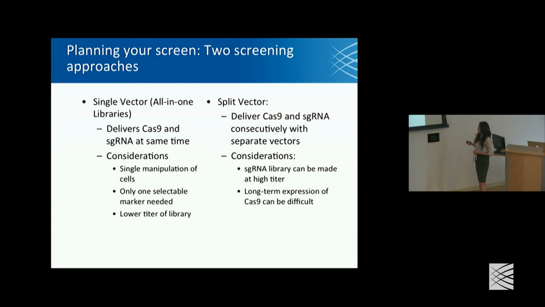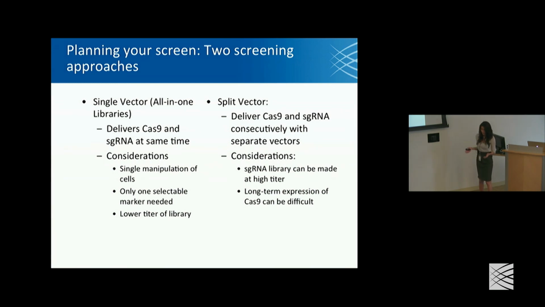With the single vector, you're only doing 1 infection, 1 manipulation of your cells, and you're only using 1 selectable marker. However, because of the size of the construct itself, you're going to get a lower titer of your library. With the split vector, you'd be doing 2 infections, 2 different types of selection, but your sgRNA library can be made at a higher titer. However, long-term expression of Cas9 can be difficult.